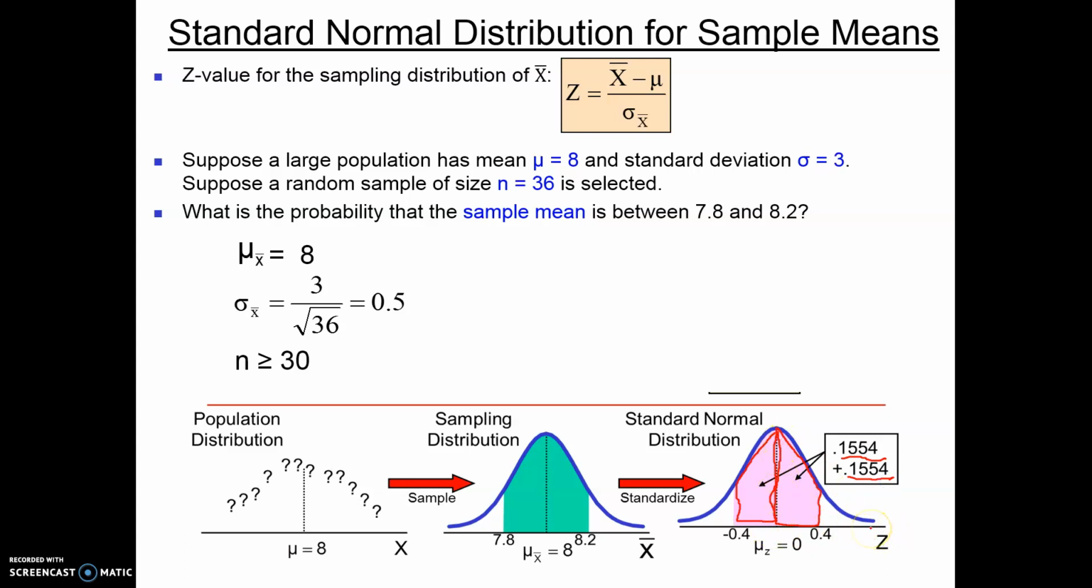So the end result is you take 0.1554 representing this area and 0.1554 representing this area, and you get 0.3108. And that is the probability of getting a sample mean between 7.8 and 8.2. In other words, if you have this population that we assume to be normally distributed and you randomly pull a sample of 36, you have a 31% probability of drawing a sample mean between 7.8 and 8.2. That's all it tells us.